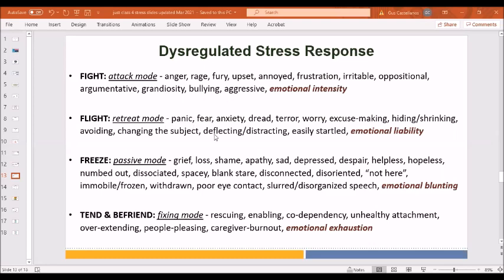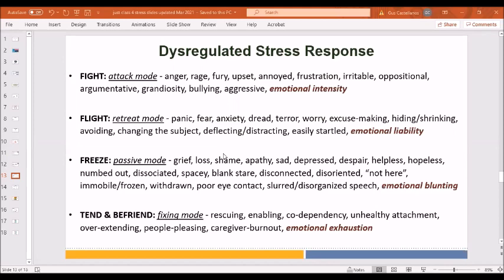In the flight mode, it's the retreat, the anxiety, the dread, the terror, worry, panic. And what we see in the behavior is people hiding away, avoiding, changing and deflecting, distracting from what's happening, so as to not have to deal with what's happening. They're easily startled because the amygdala responds.